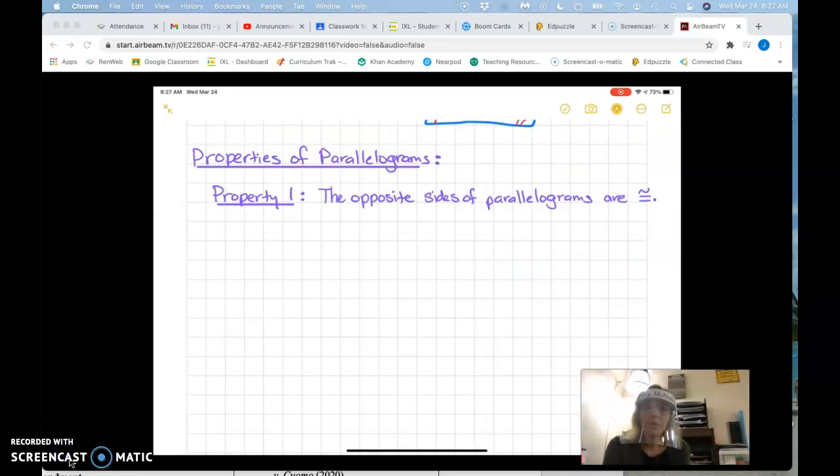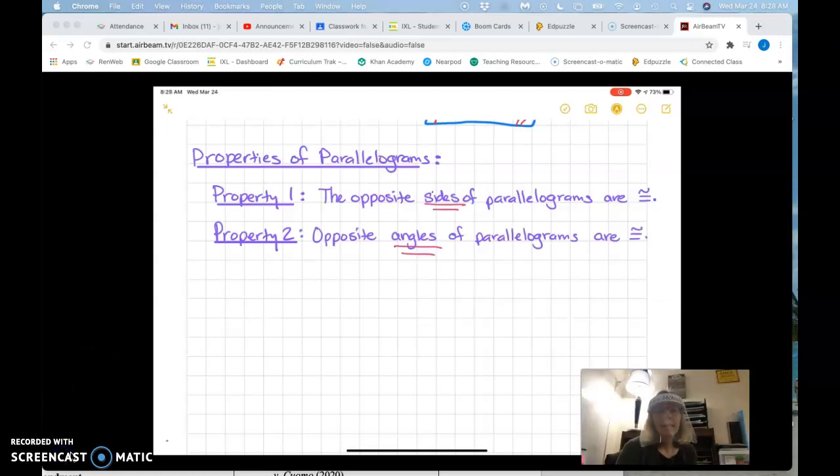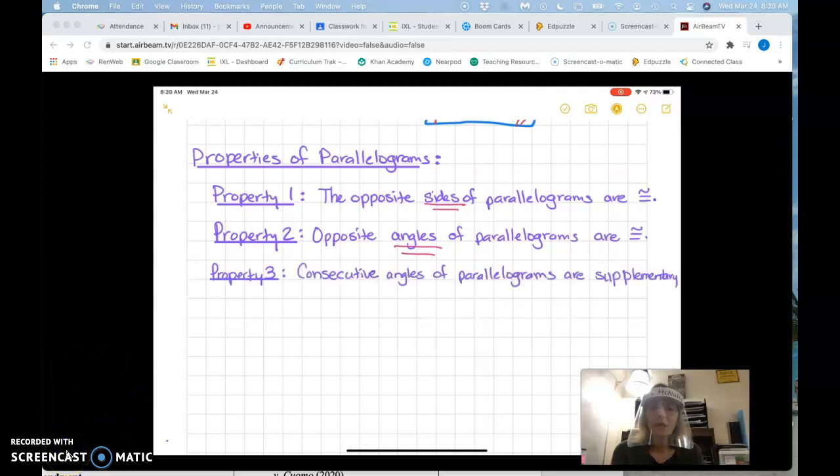Okay, so we're going to talk about properties of parallelograms now. There's 4 properties we're going to talk about. Property 1 is the opposite sides of parallelograms are congruent. Property 2 says opposite angles of parallelograms are congruent. Property 3 says consecutive angles of parallelograms are supplementary.